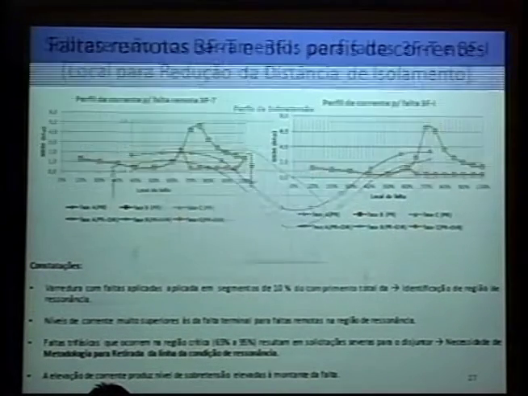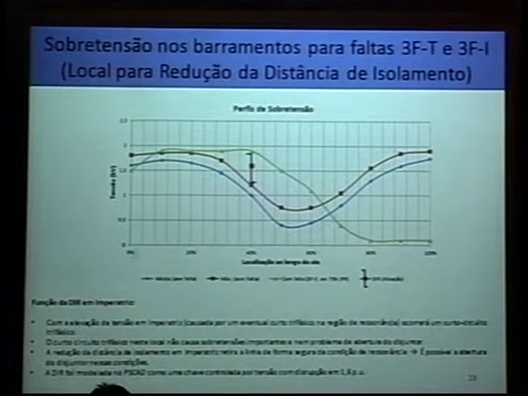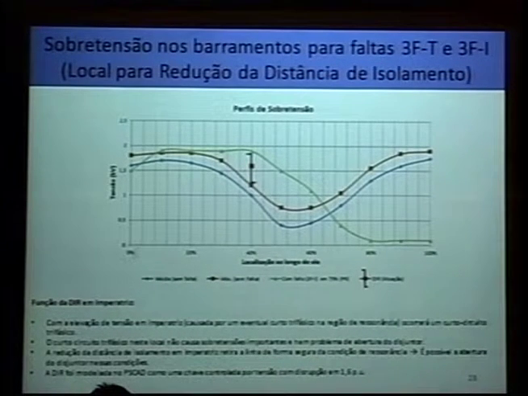What happens with this elevation in the current is here, because here I present the overvoltages in the bus bars for three-phase ground and three-phase isolated faults, which are the most severe cases. And this study was done for 500 simulations. It's a statistics study showing this blue graph. The blue line in the graph shows the average of the overvoltages in the link.